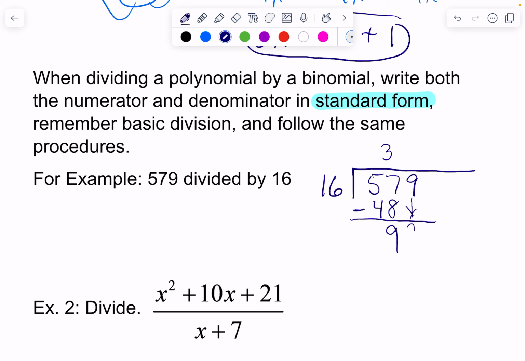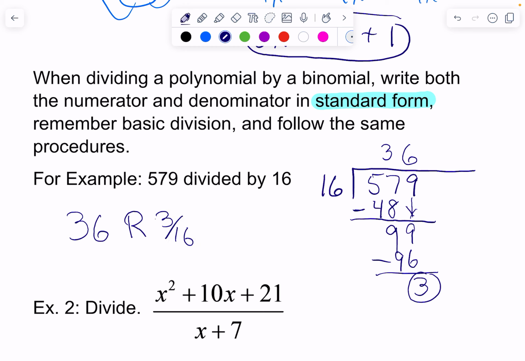Drop down the 9. How many times does 16 go into 99? That's going to be 6 times. 6 times 16 is 96. And I'm going to have a leftover, or a remainder, of 3. So this is going to be 36 with a remainder of 3 over 16.